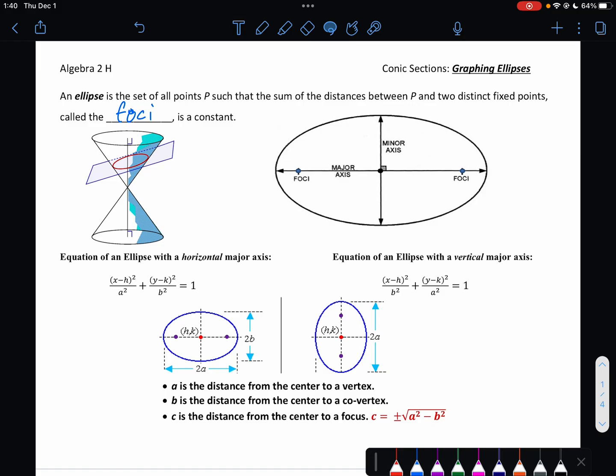First of all, an ellipse is a set of all points P such that the sum of the distances between P and two distinct fixed points called the foci is a constant. What does that mean? That means if I pick any random point on the ellipse and measure its distance to the two foci, and I pick any other random point, how about here, and measure those distances, and I add those distances up, they're going to be equivalent. The sum of the distances from a point to the two foci will be the same.